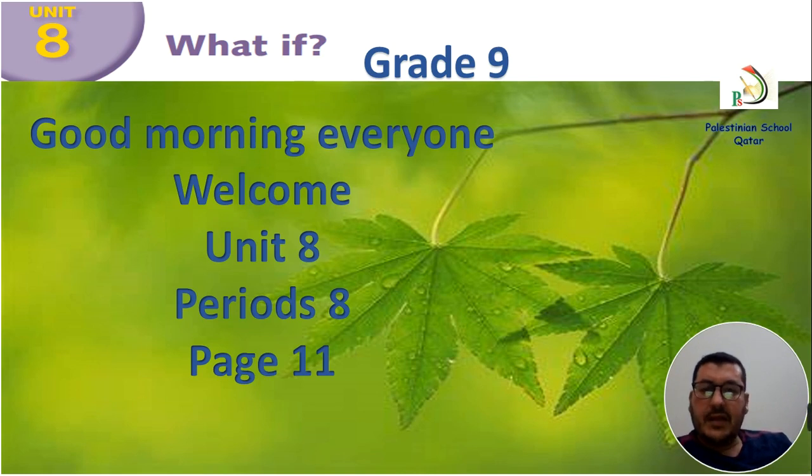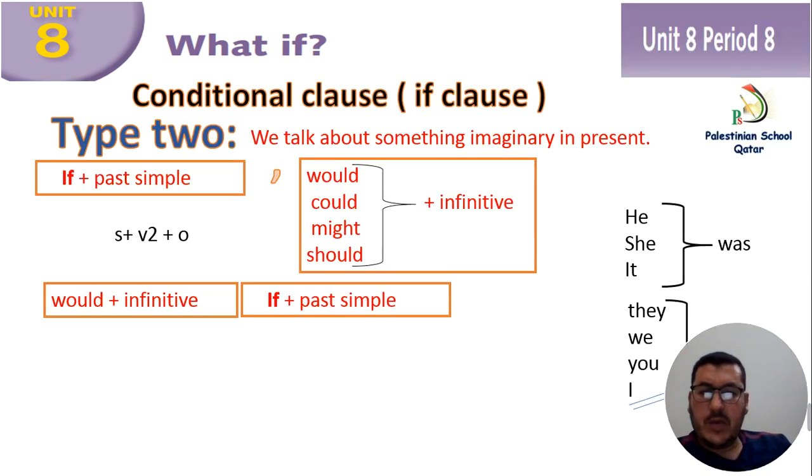So let's start. Today we have grammar: the conditional clause again, the if clause, but today we have type 2. Type 2 is when we talk about something imaginary in the present. What do I mean by imaginary in the present?